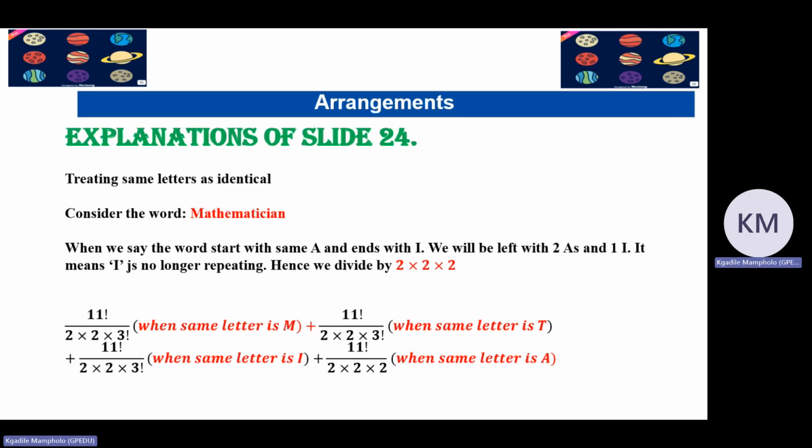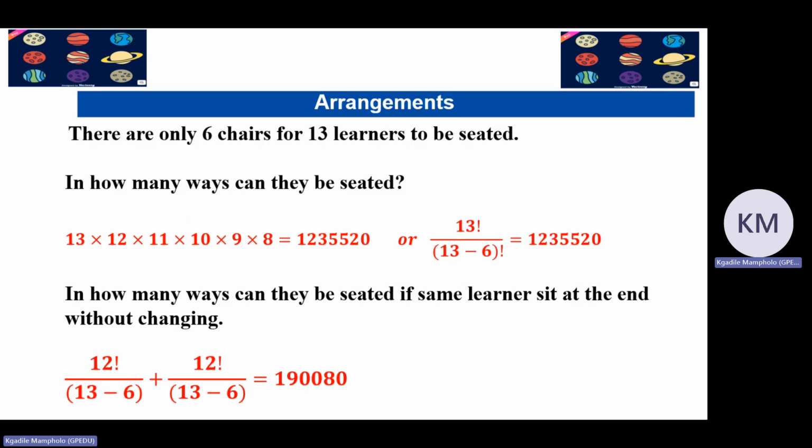This is the explanation, as I said. Now, let's look at the arrangement. There are only 6 chairs for 13 learners to be seated in a different way. In how many ways can they be seated? We'll just say 13 times 12 times 11 times 10 times 9 times 8, because we have only 6 chairs. This will be the shortcut as we did in the previous slide.